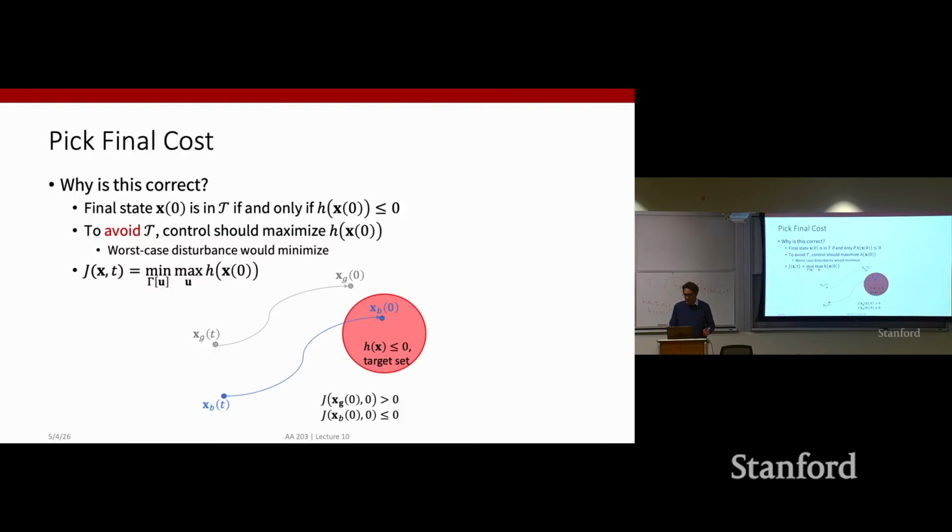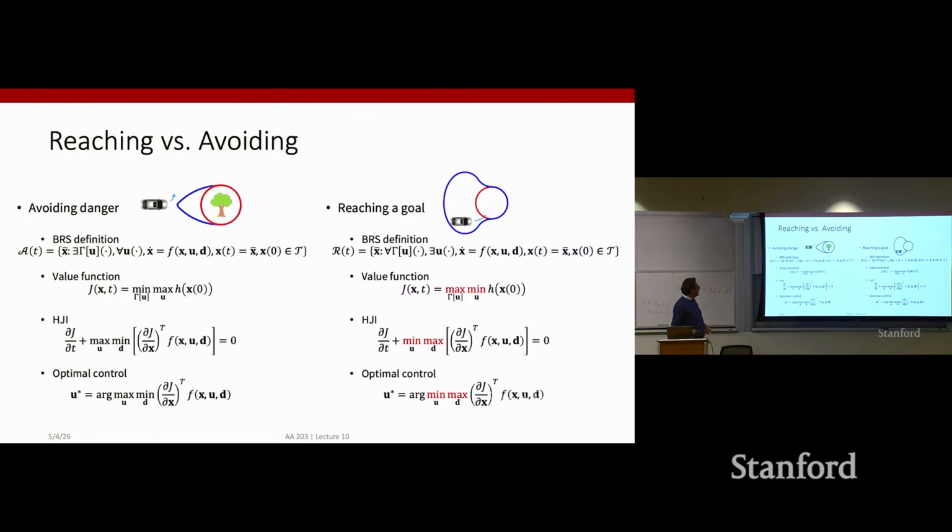Okay, so we're almost there. This is the formulation for an avoidance set. So now, if you have a problem where you want to find a backward reachable set, that is the set of initial conditions that would lead you to a collision.